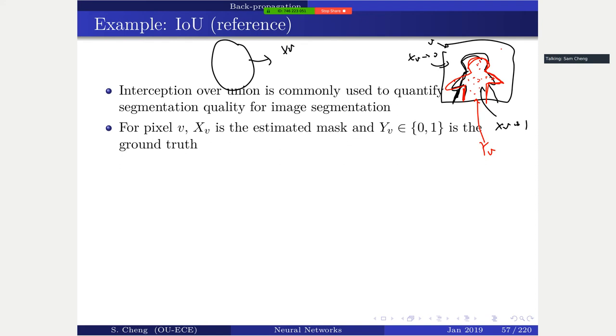Then we can define a loss to evaluate whether our estimated segmentation is good or not. It's very typical to use the so-called IOU, the intersection over the union. You think of these as two sets of pixels. The red one we had earlier is the ground truth, and the black one is my estimate, and I can take an intersection of them. Let's say this is my intersection.